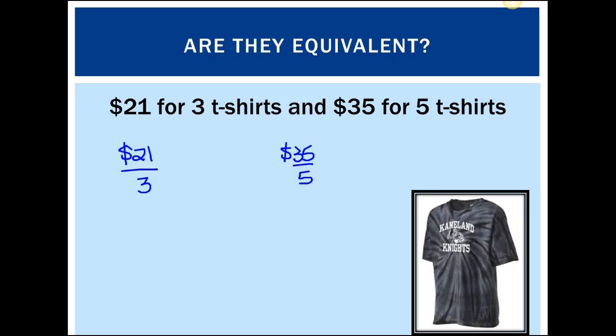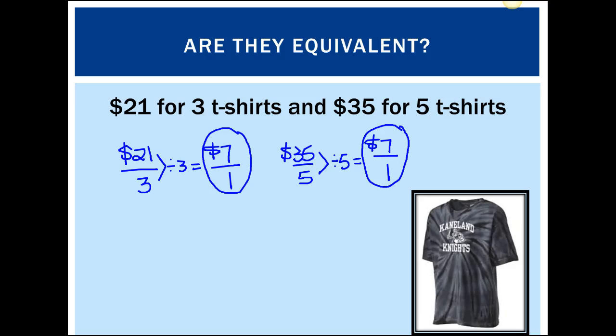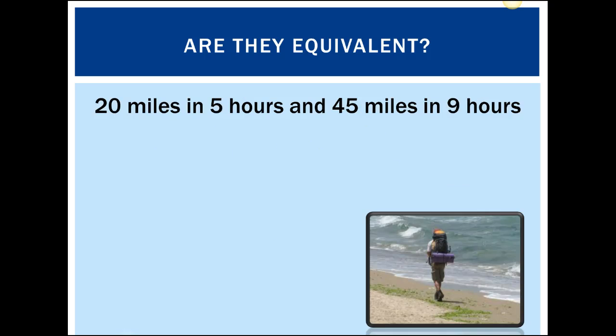So in the first ratio, that would mean we would divide both the top and the bottom by 3. This will give us $7 for 1 shirt. In the second ratio, we would divide both the numerator and the denominator by 5 to give us that denominator of 1, and this would also give us $7 for 1 shirt. So yes, the two ratios are equivalent. Two equivalent ratios form something that we call a proportion.